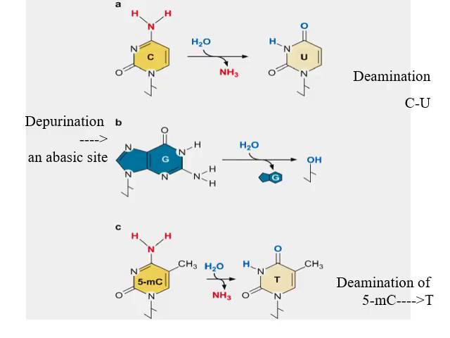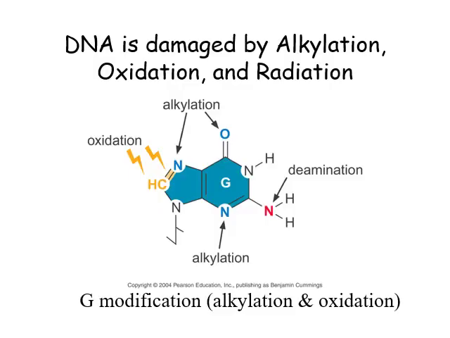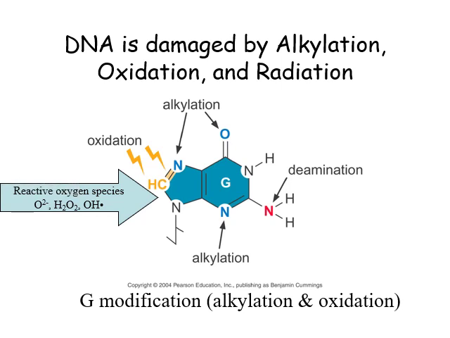This figure shows deamination and depurination يعني إزالة مجموعة أمين وإزالة مجموعة بيورين. And this figure shows the DNA damaged by alkylation, oxidation, and deamination.